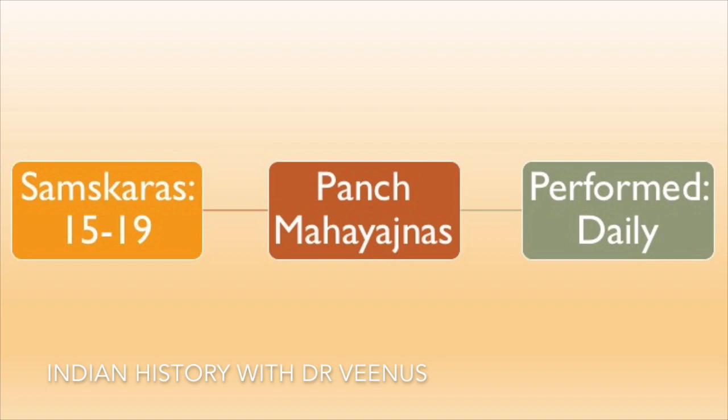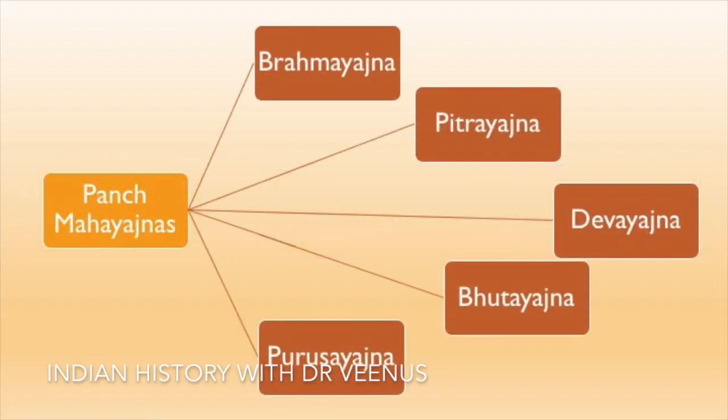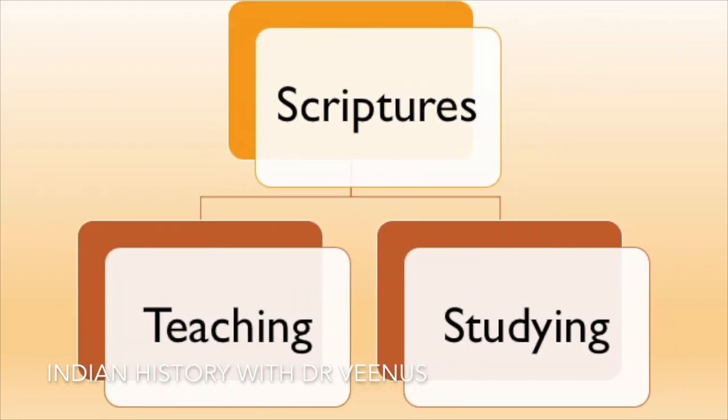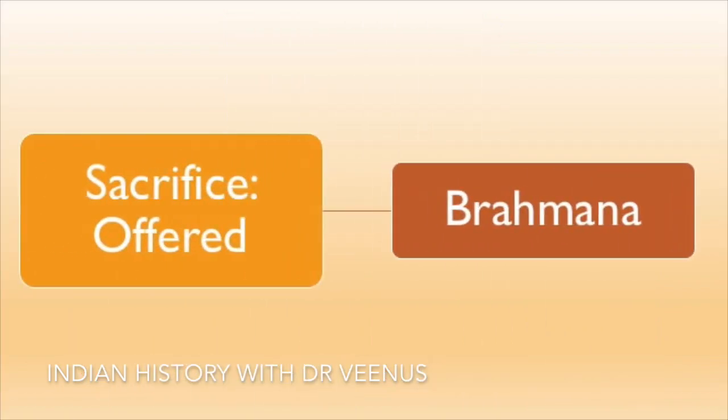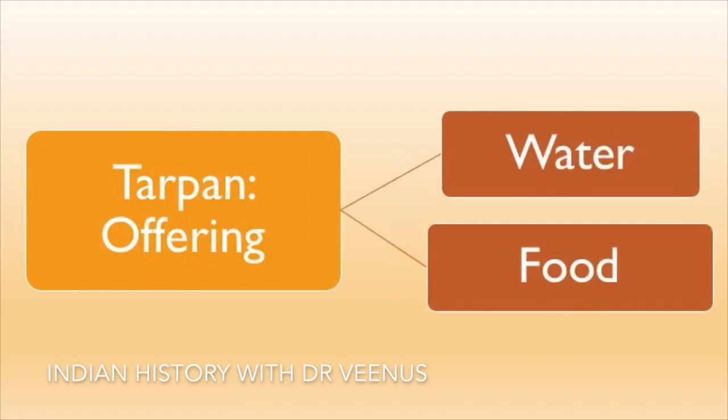Sanskars 15th to 18th were known as Panch Mahayajnas. They were to be performed daily and consisted of Brahma Yajna, Pitra Yajna, Dev Yajna, Bhut Yajna and Purush Yajna. Teaching and studying of scriptures is the sacrifice offered to Brahman, and that is known as Brahma Yajna. The offerings of the water and food known as Tarpan is the sacrifice offered to the manes.